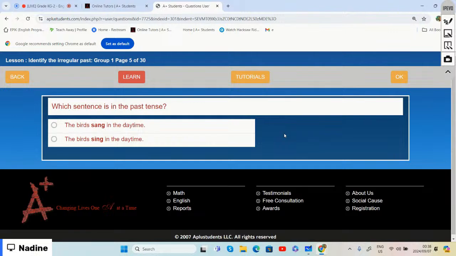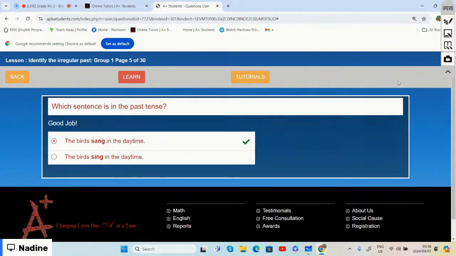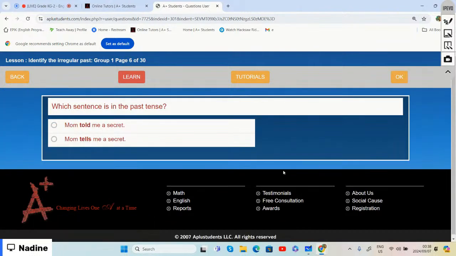All right. If we look at the past tense of the word sing, remember, sing is something that you're doing now. You're singing in the choir. But in the past, I sang in the choir. The birds sang in the daytime. And now it's nighttime. The birds go to sleep. All right.